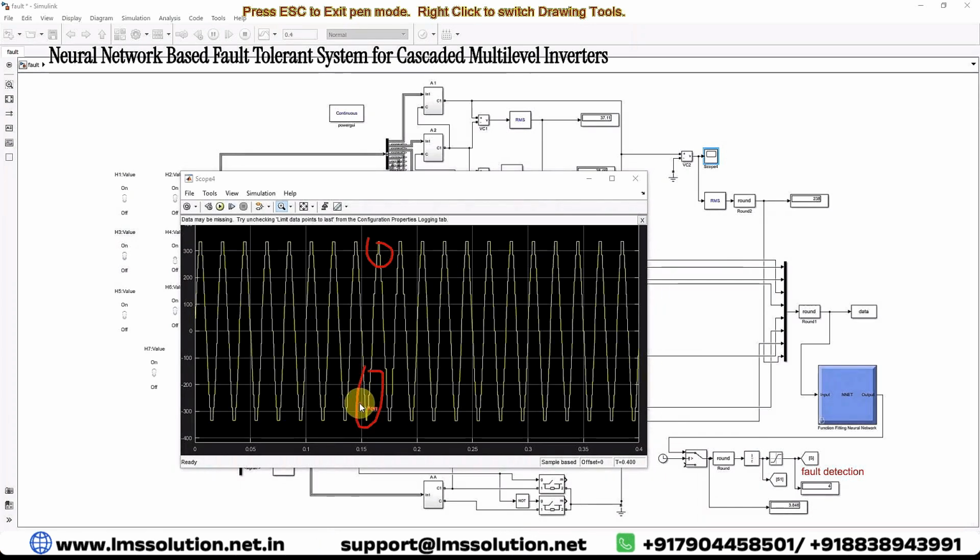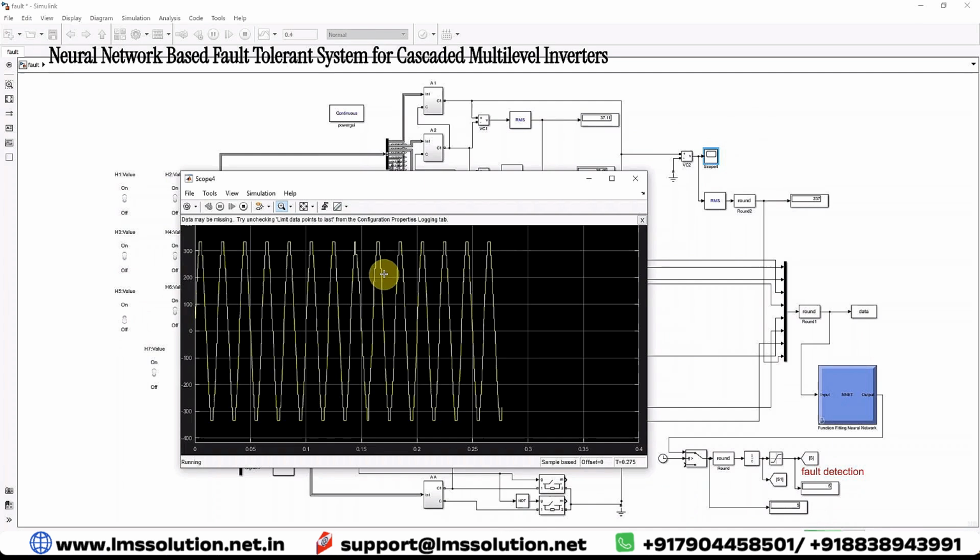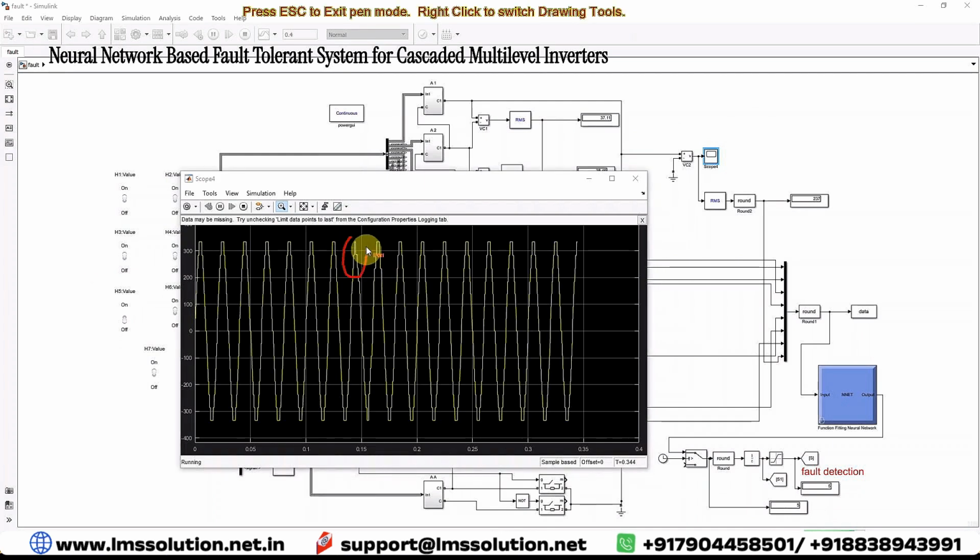Because of the fault, the level structure changed. Here the fault is detected and the auxiliary inverter is connected to the system. So we are getting the 15-level output at rated voltage on the load side. Next I'm going to create the fault in H-bridge 5. Here also you can see that there is an alteration in the level structure, that is, in the waveform structure.